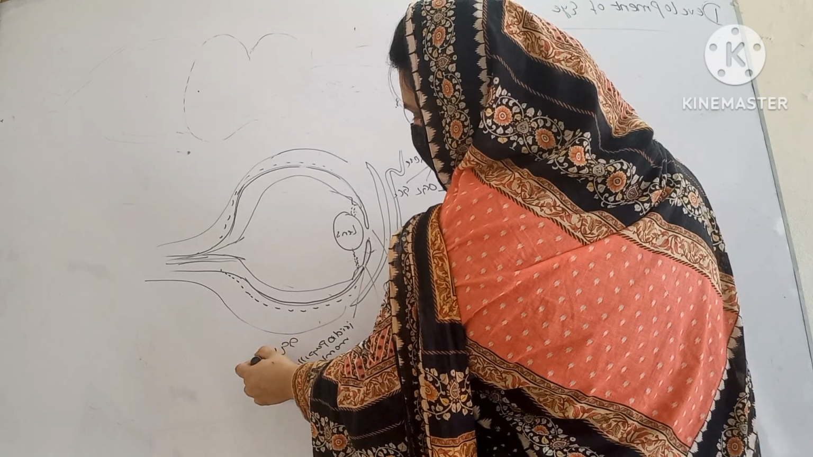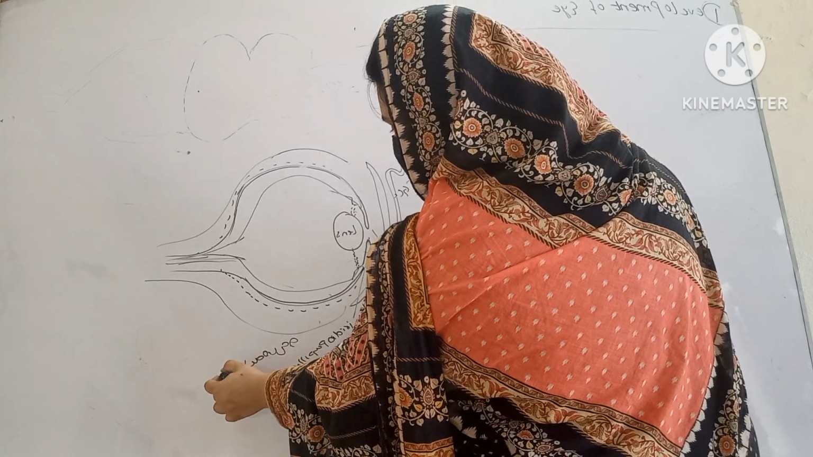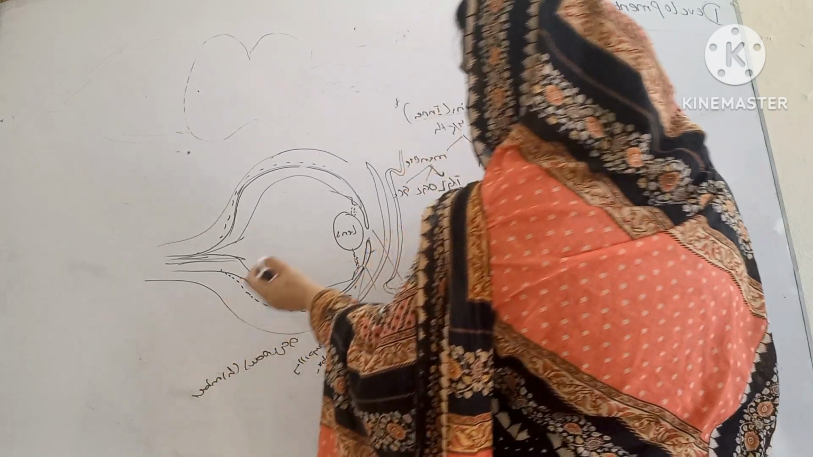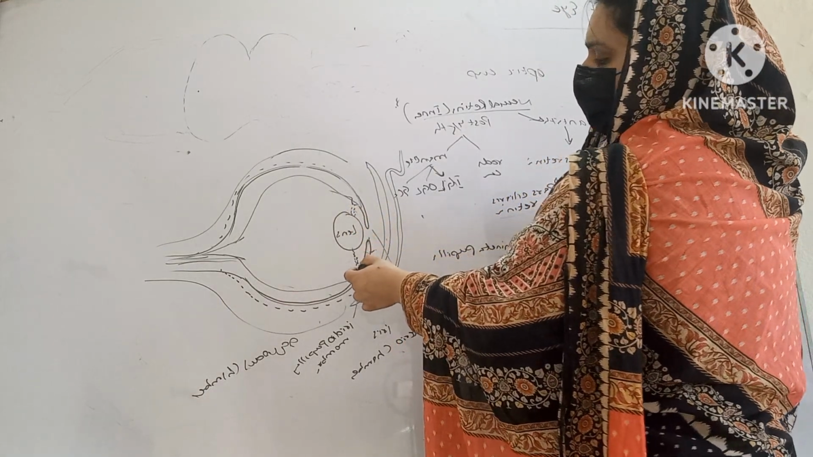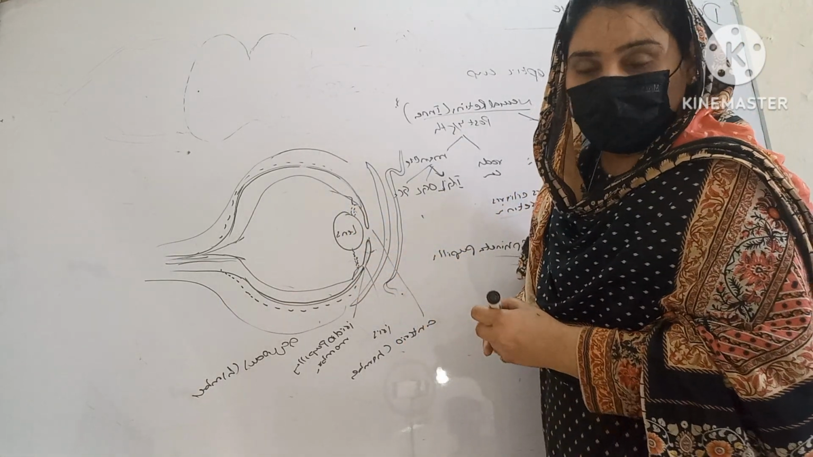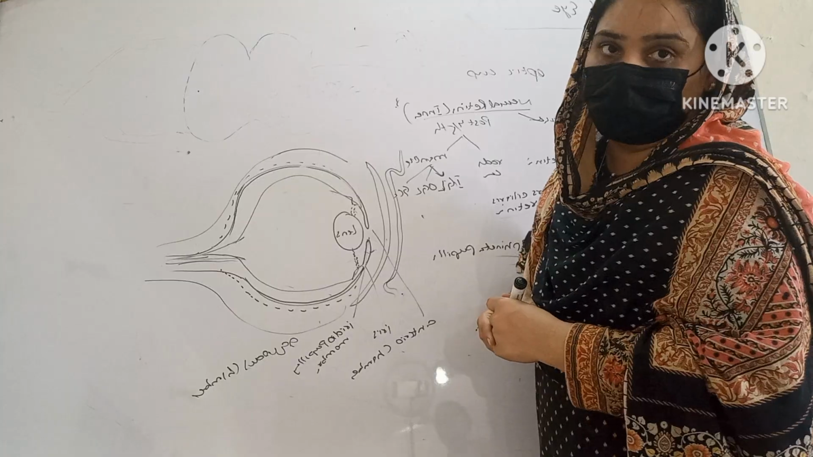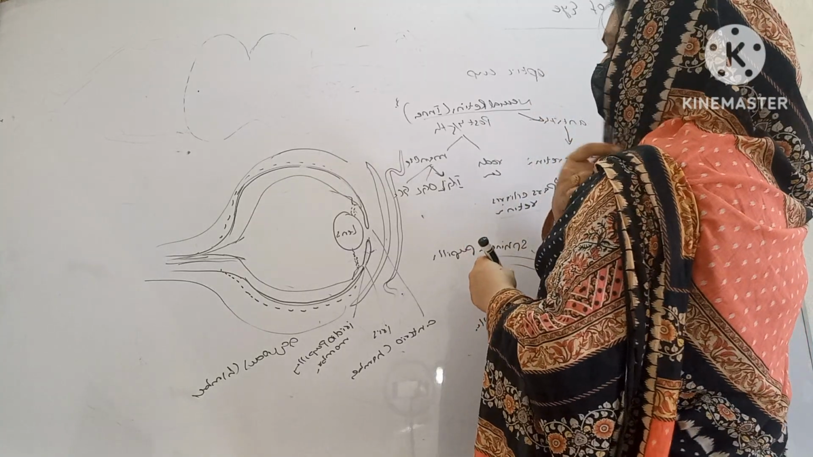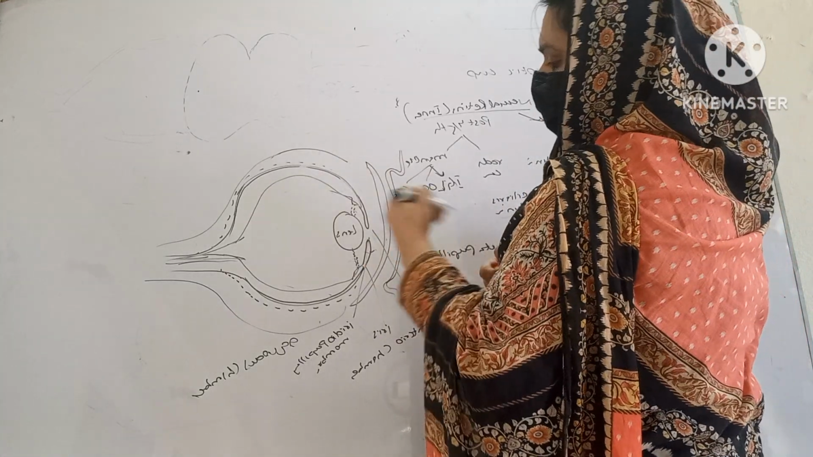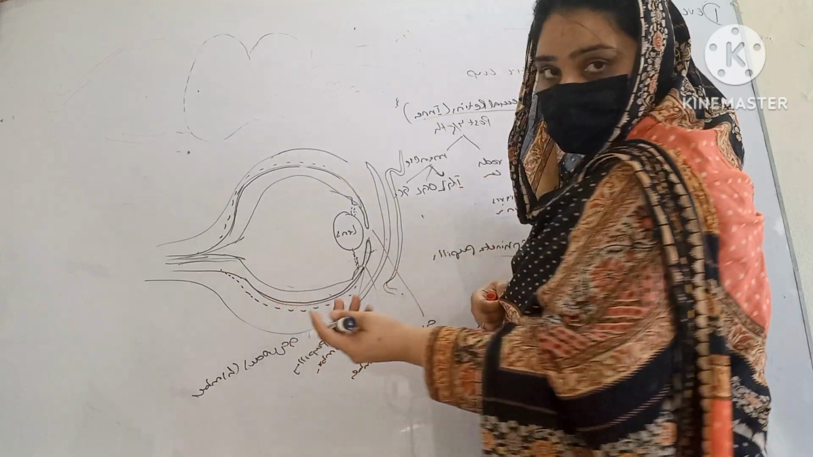Aqueous humor will flow in the anterior chamber of the eye, and this aqueous humor will be drained by the canal of Schlemm, which is present at the iridocorneal junction. Then we have the sclera and the choroid, two layers.